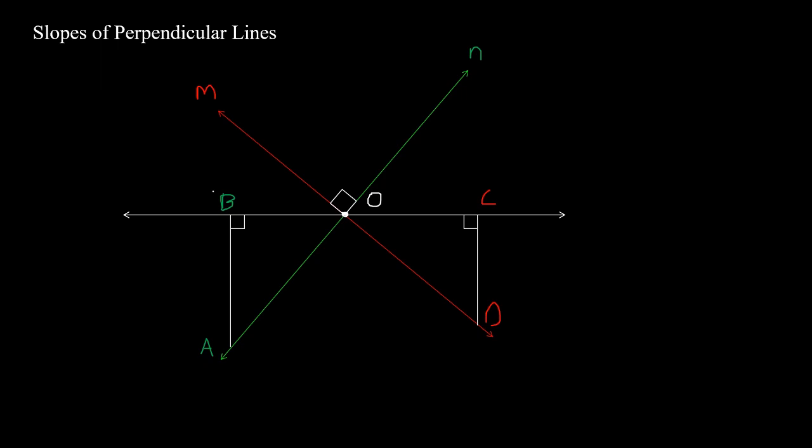So now we can pretty much begin our proof. The slope of the line N is going to be constant throughout. That is to say, the slope of a smaller line segment, let's say AO, is going to be the same as the slope of the bigger line N. And same thing for the red one. The slope of M is going to be constant throughout, which means that the slope of M is also going to be equal to the slope of DO.